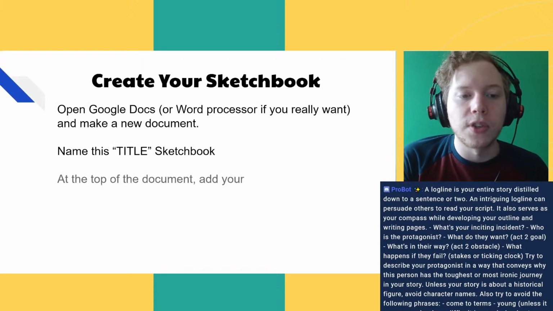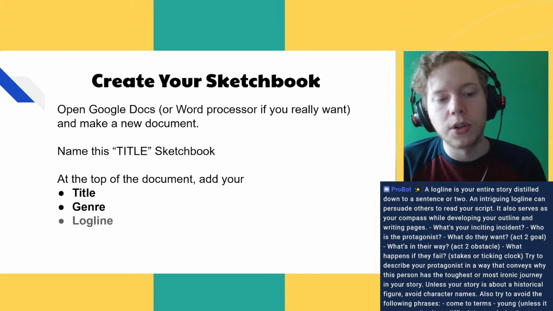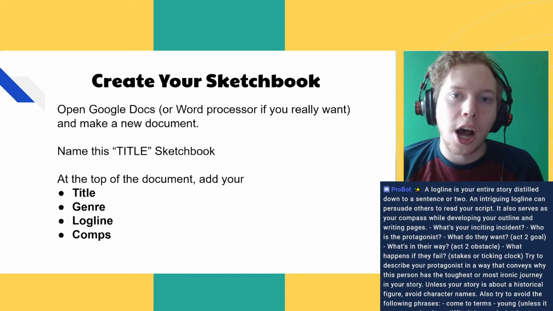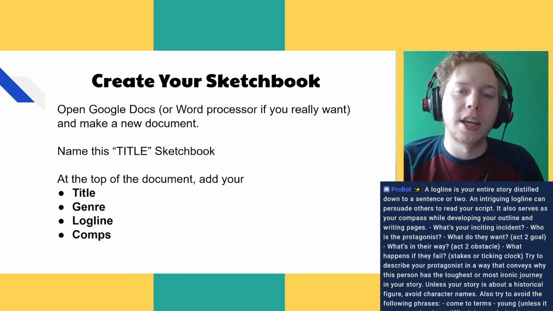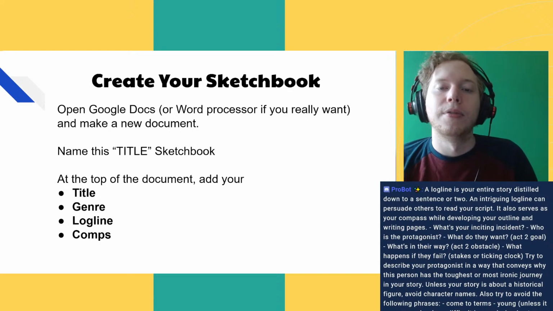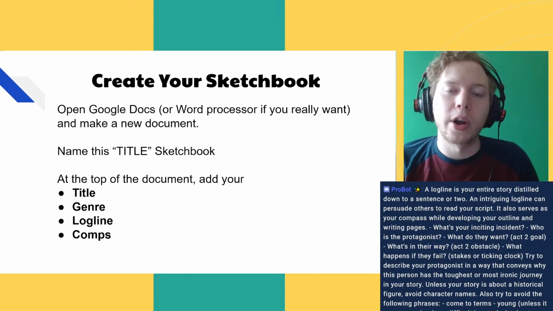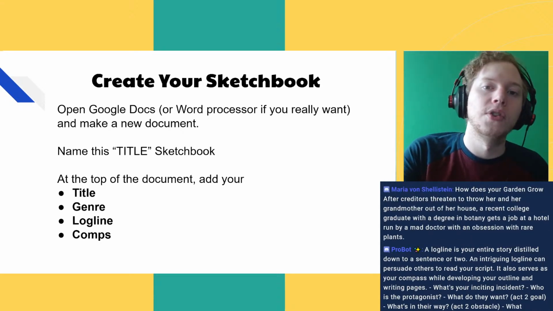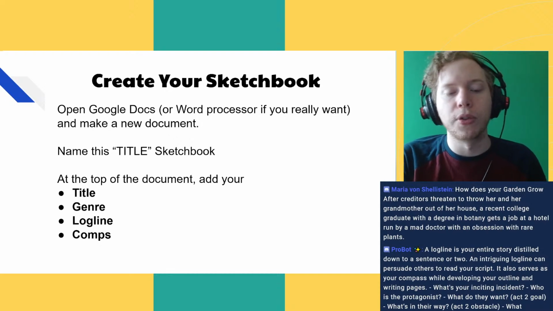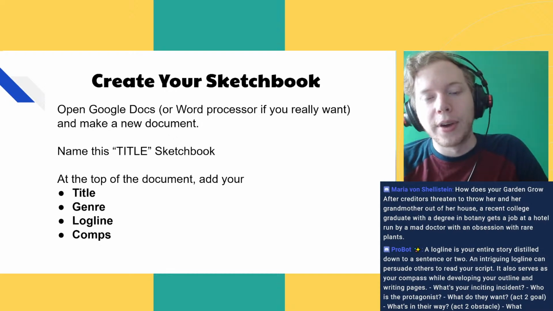You can go to Google Drive, just call it Sketchbook at the top, and just include your title, genre, logline, and comps. Comps would be those movies that you're going to compare yours to. If it's like Ready or Not meets the Royal Tenenbaums, then you have to just include those. Just try to pick two. Don't include more than two comps. Ready or Not meets the Royal Tenenbaums.